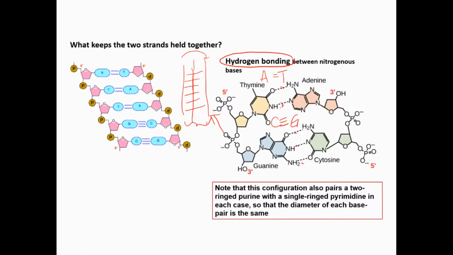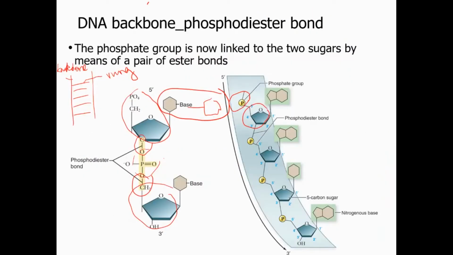Now, I may ask you another question. What keeps the backbone together? What keeps the backbone linked together? And the answer will be the phosphodiester bond. Okay? So make sure you differentiate whether I'm asking you the bond to keep the backbone together. That would be the phosphodiester bond. Okay. And I could also ask you what keeps the two strands together. So that would be number 2. And the answer would be the hydrogen bond. Okay.